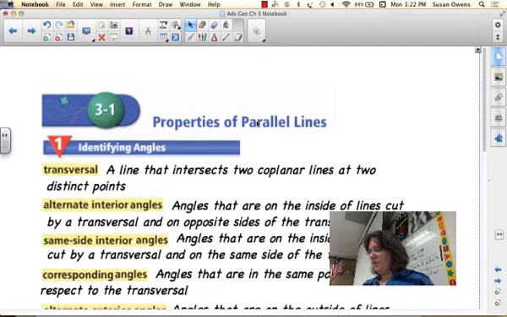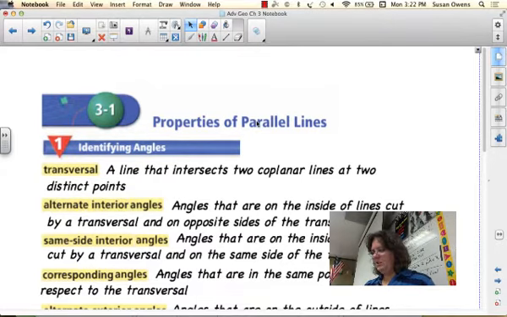Chapter 3 is about parallel and perpendicular lines, and we'll start out with Section 3.1, which is Properties of Parallel Lines. Sections 3.1 and 3.2 are going to be very, very similar. 3.1 gives you some definitions and some ways. We're going to start with parallel lines and some things we're going to find out about them. And Section 2 is ways to prove that our lines are parallel.